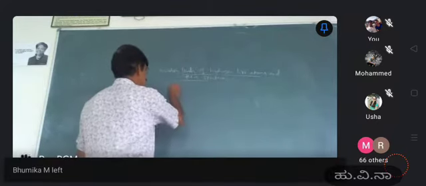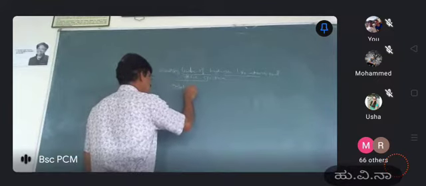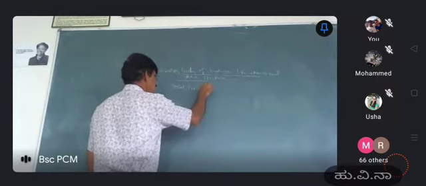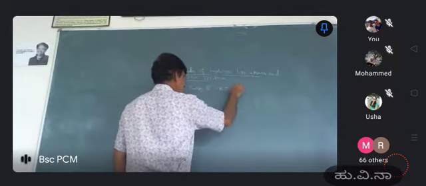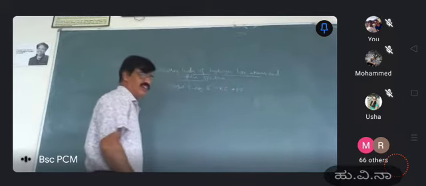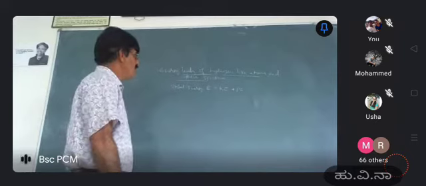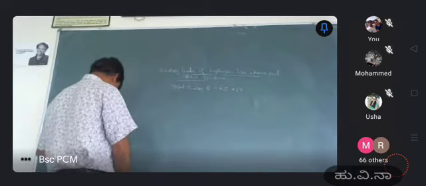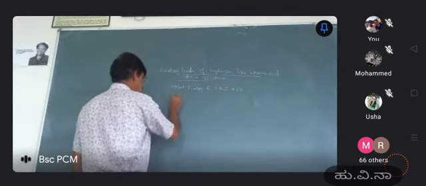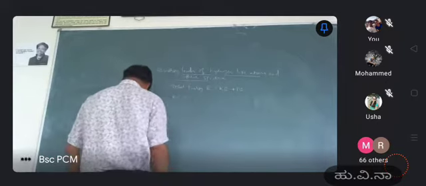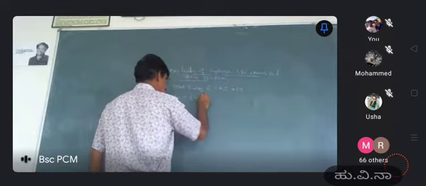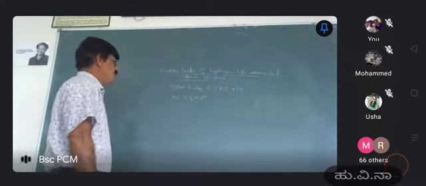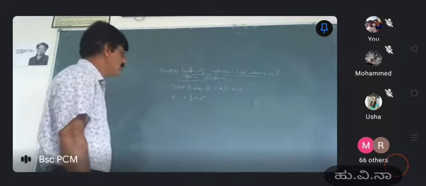So the total energy is given by E is equal to the sum of kinetic energy and potential energy. Now kinetic energy is given by half mv squared. So this is the basic formula. Kinetic energy is given by half mv squared.